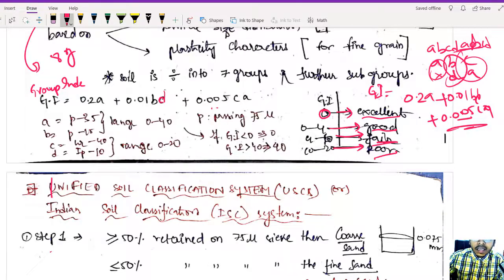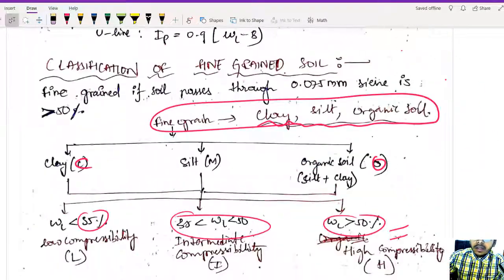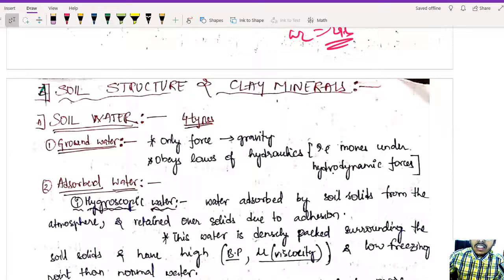Group index will be studied again in transportation engineering. I hope you are perfect in this chapter, right? So next chapter will be very simple again, which will be soil structure and clay mineralogy. See you in the next module.